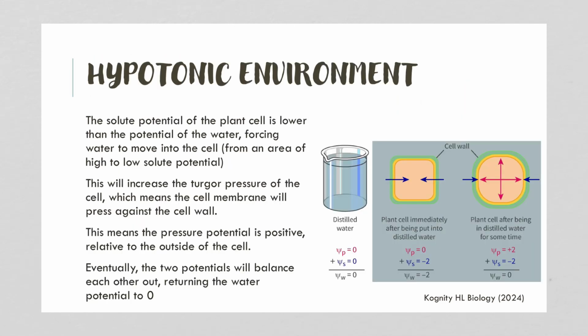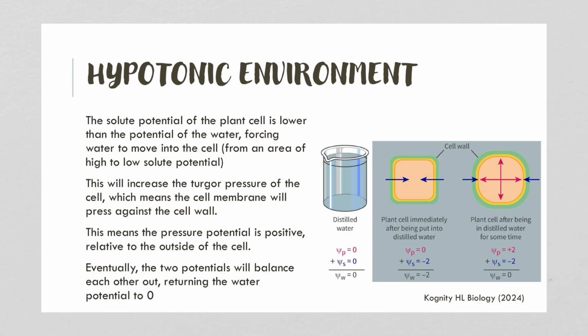Now we're going to take a look at this in terms of hypertonic and hypotonic environments. First, we'll look at hypotonic. So the solute potential of the plant cell is lower than the potential of the water, forcing the water to move into the cell. So it goes from an area of high to low water potential. This will increase the turgor pressure of the cell, which means the cell membrane will press against the cell wall, which means that the pressure potential is positive relative to the outside of the cell. Eventually, those two potentials will balance each other out, returning the water potential to zero.